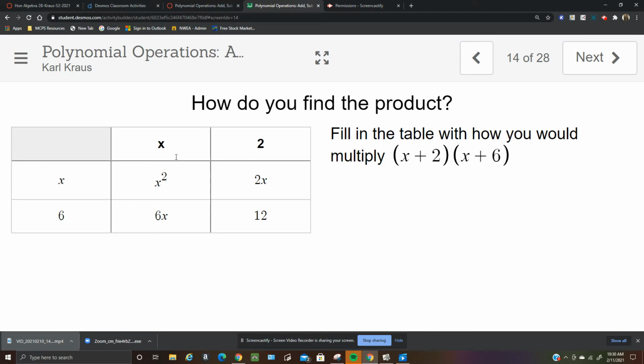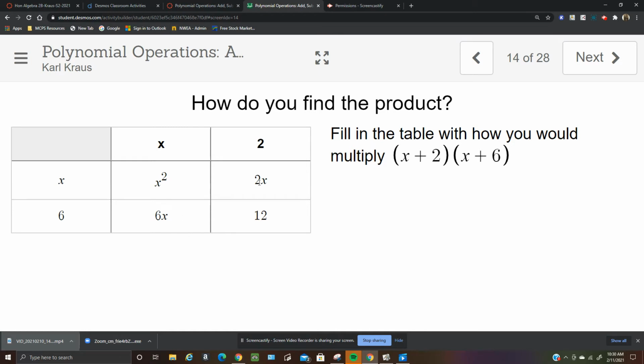So this is just a graphic organizer. So multiply x times x, you get x squared. X times 2, 2x. 6 times x is 6x. 6 times 2 is 12. And then when you're done, you can combine these terms on the diagonal here. X squared plus 8x plus 12 would be the answer.